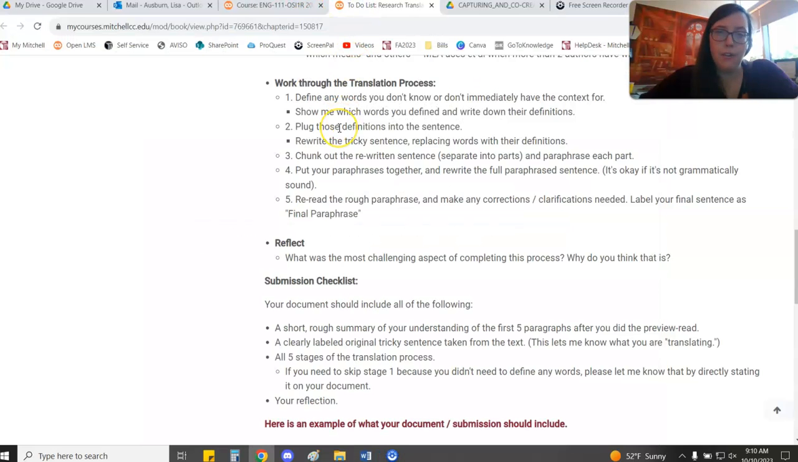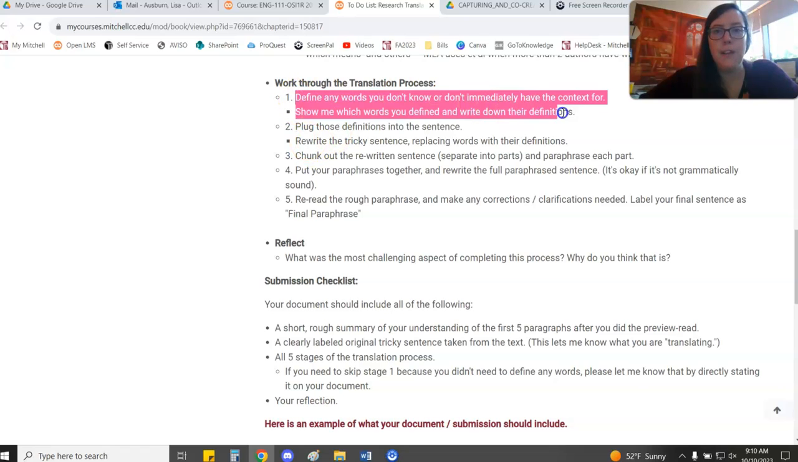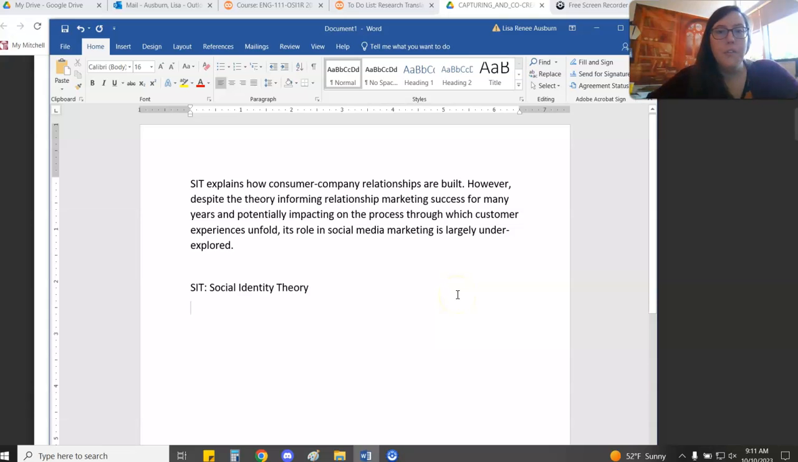Okay, so now I'm just going to walk through this process step by step. The first thing I'm going to do is define any words that I don't know or any words that I don't have context for. For this sentence, after I slowed down and focused on it, I realized that the only word I really didn't understand was this acronym, SIT. Now I had read the introduction, but the SIT acronym wasn't encoded deeply in my mind to where, when I read the phrase "SIT explains how," I knew exactly what SIT was.